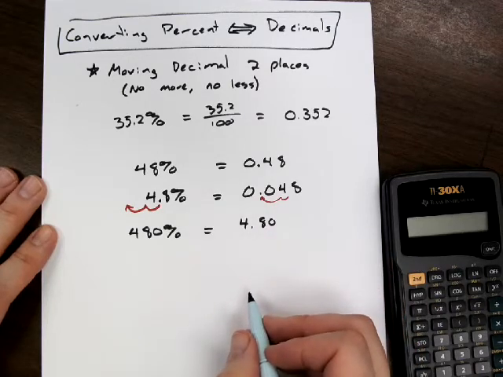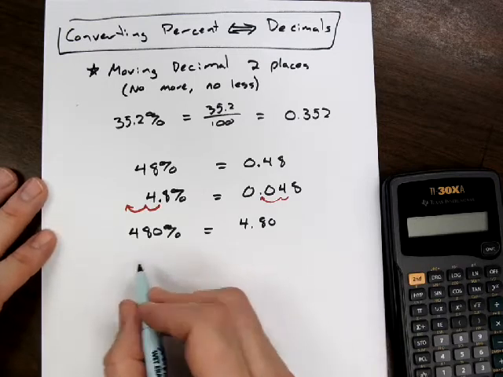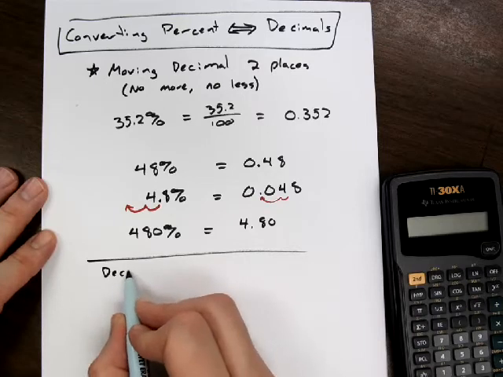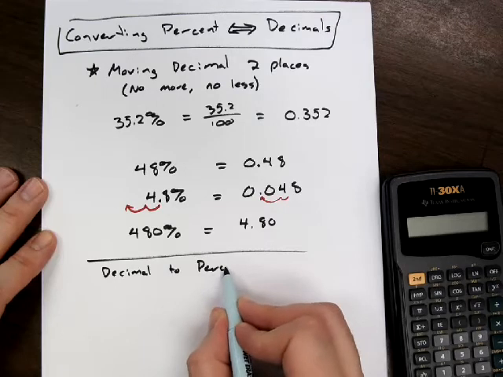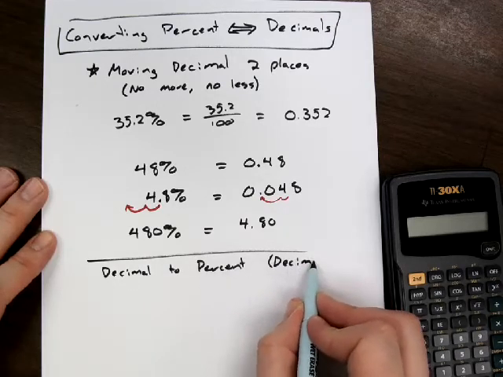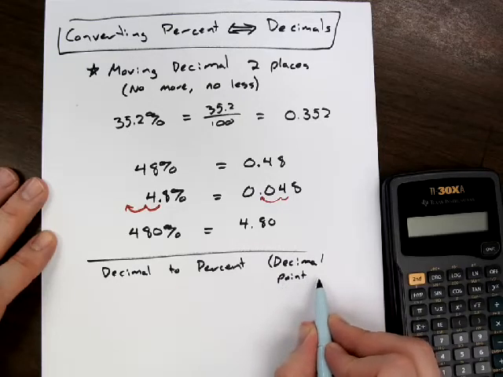Yeah, really easy. Decimals to percent, all we're doing is moving things in the other direction. Decimal to percent means that the decimal point moves to the right.